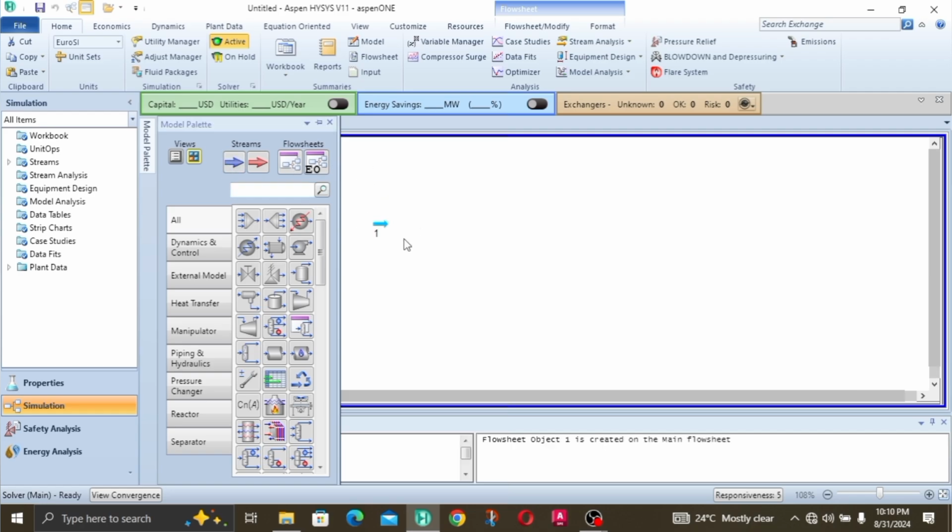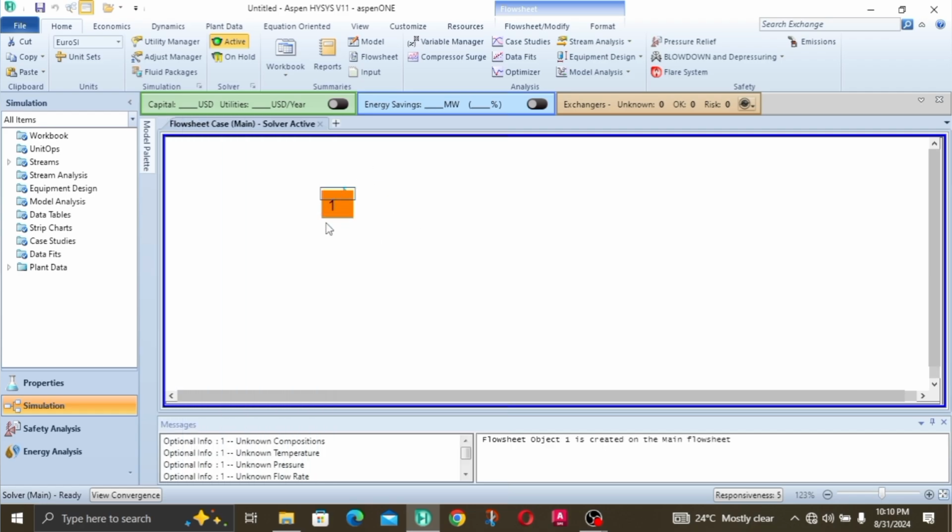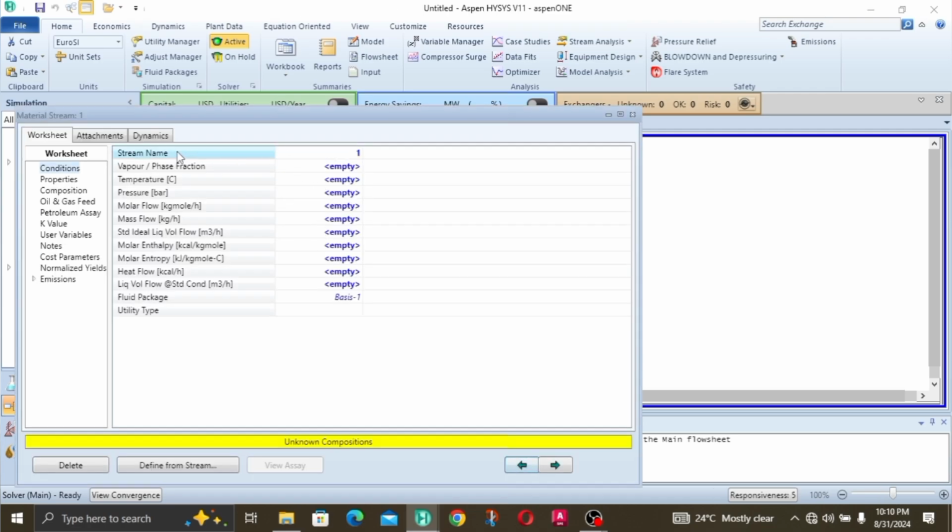We drag it down to our environment, and you can see that it's boldly labeled as 1 with a very beautiful sky blue color. What the sky blue color means is that basically the stream is empty. It has nothing attached to it. You double click on the stream, and above here you can see the stream name, which is very much customizable. Let's name ours methane.